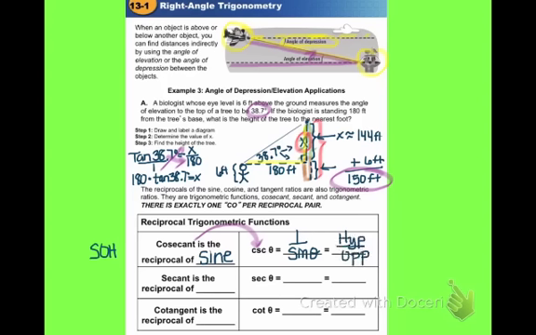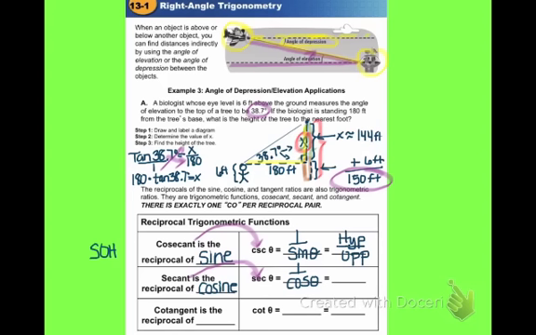The secant is the reciprocal of the cosine, and that's abbreviated as SEC. So 1 over the cosine would be the same as the secant.